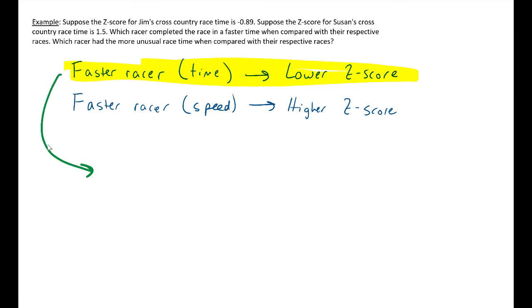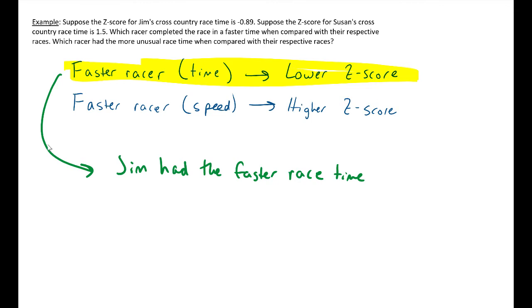Therefore, which z-score is lower? Jim, that has a negative 0.89, or Susan, that's a positive 1.5? That's pretty easy to see. Jim had the faster race time because his z-score is lower.